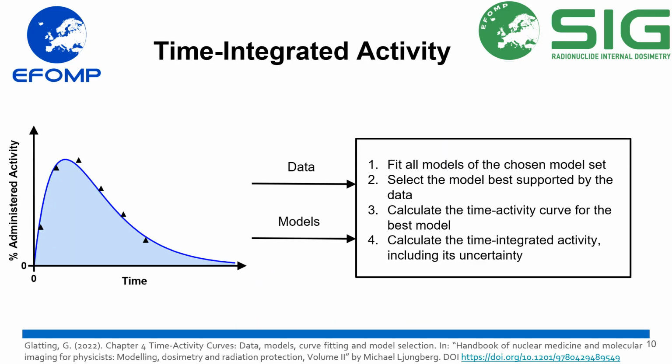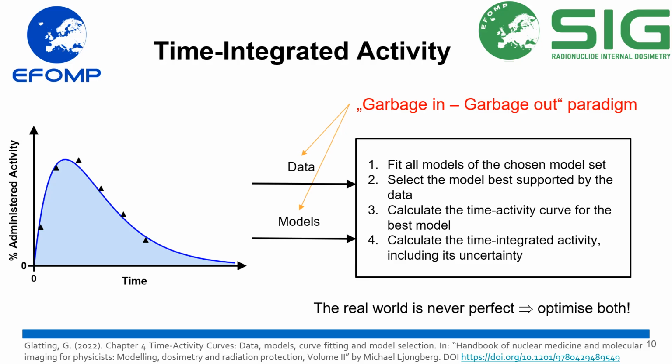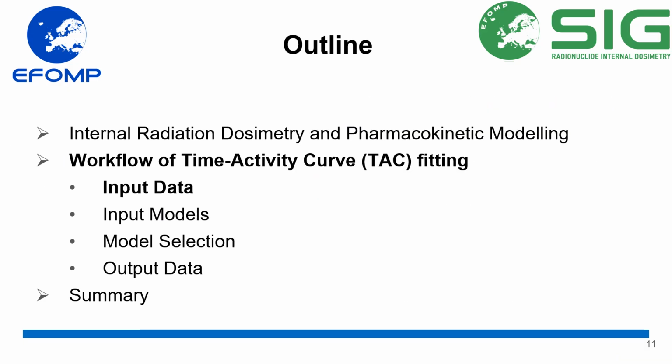On the left side is a graph showing data points and the possible fit curve, and on the right is shown a scheme for the processing. There are two inputs, data and models, and the processing needs a model selection to obtain a trustable result. Note that the garbage in, garbage out paradigm applies to both data and models. The real world is never perfect, therefore optimize both.